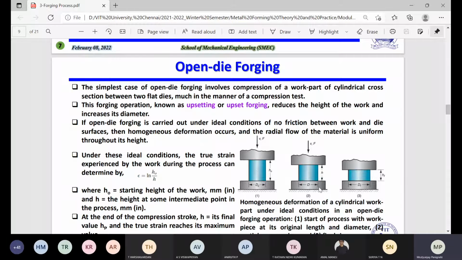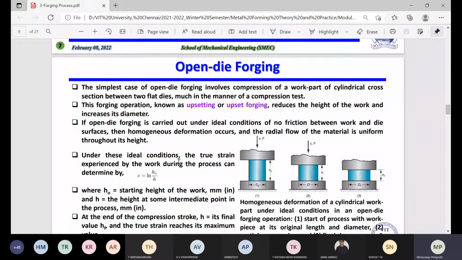Okay. And in the third case also, when you have to go to the final stage, according to the customer's demand, the height is decreasing up to HF. So that means from the initial H0 it goes to h, and again it goes to HF, the final height. And the diameter again increases from D0 to D and D to DF. And this is the simple sequence of open die forging.